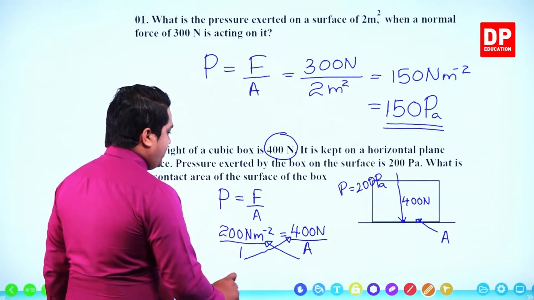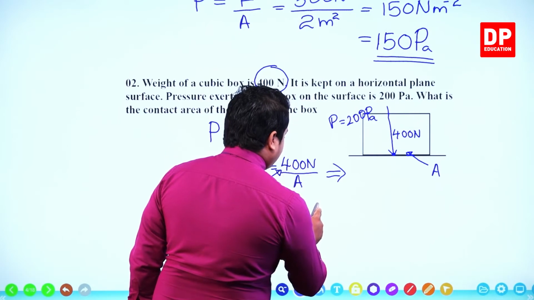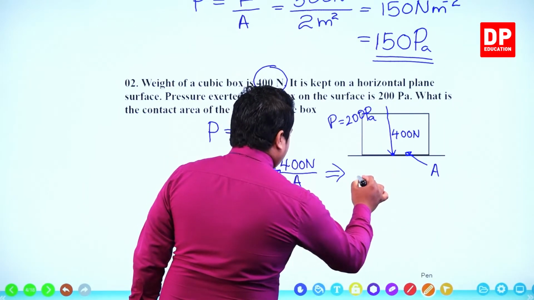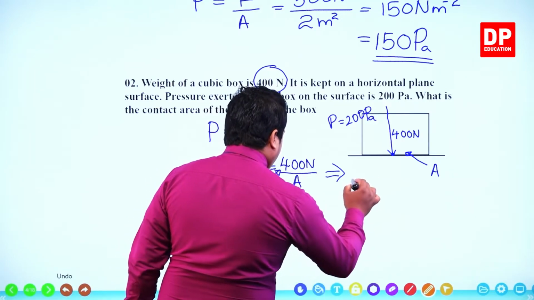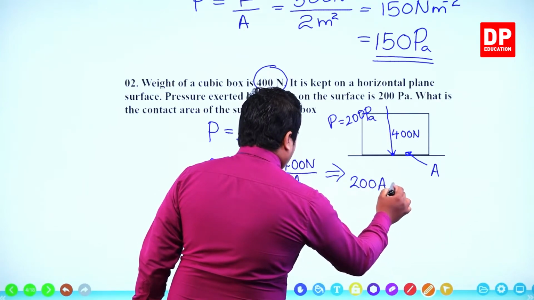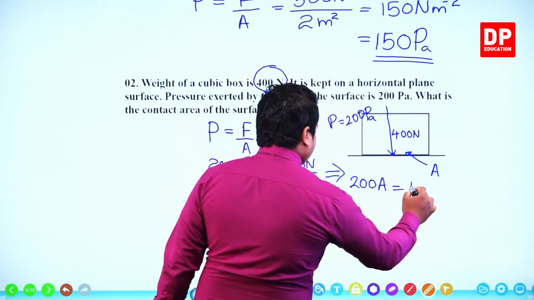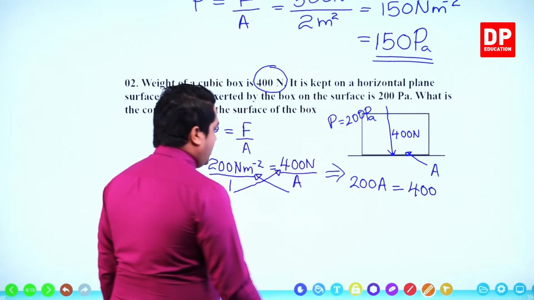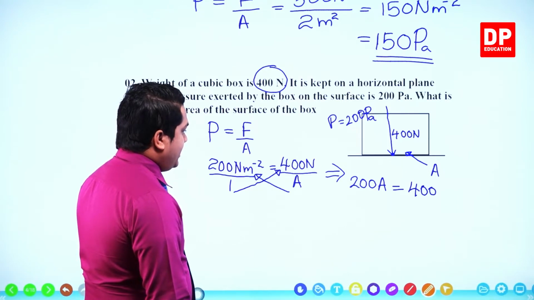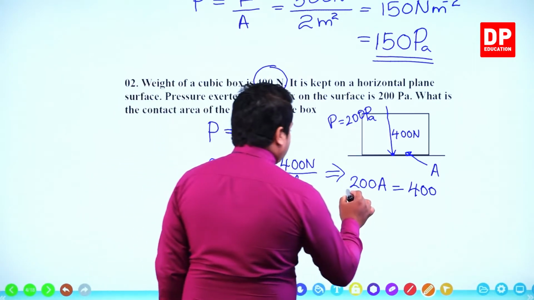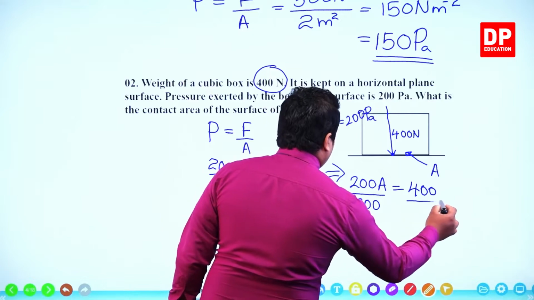So A times 200 is equal to 200A. Here this side is equal to 400 times 1, 400. So to find out A, now what do you have to do? You need to divide both sides by 200. So we'll divide both sides by 200 now.